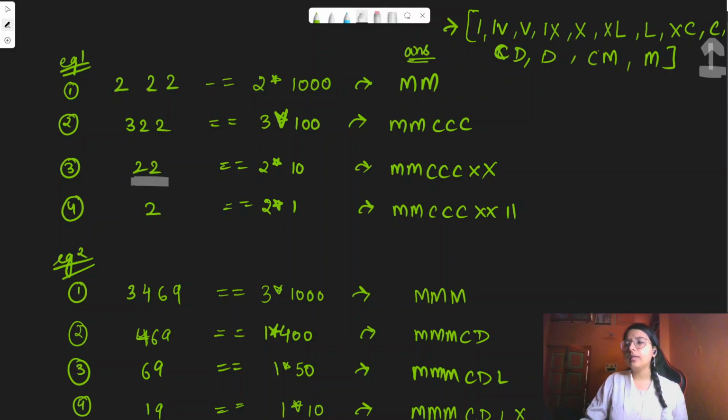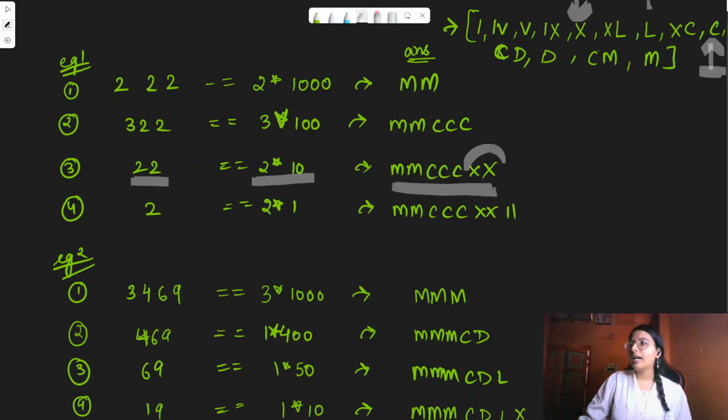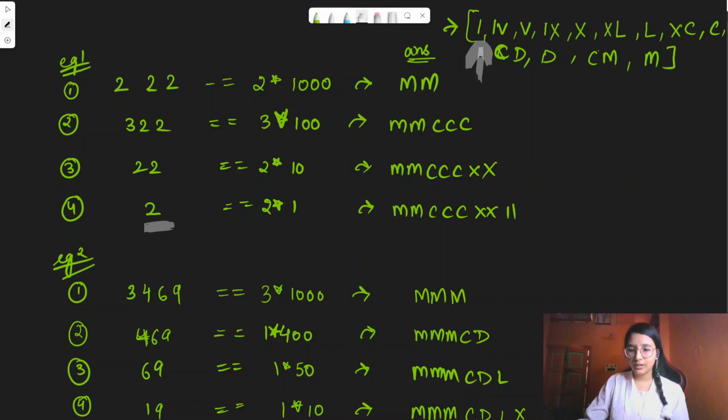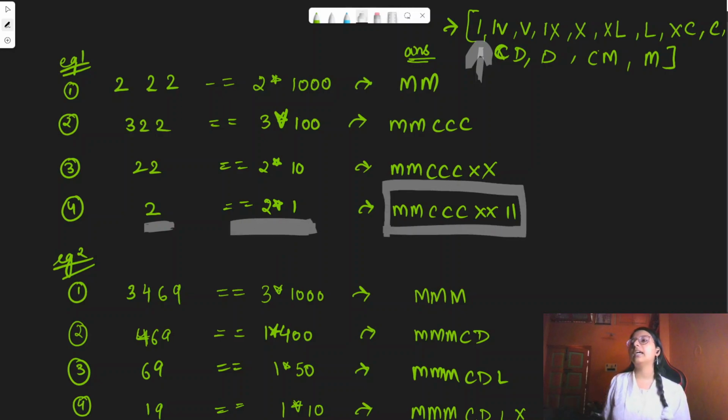For this 22, again we check the highest Roman numeral to which we can map this integer, and we got 10, right? Then we got the count, and after multiplying with the count, we append that to the answer, right? And now comes the last part which is left, that is 2. For this 2, we again check the highest number, that is this I, right? So we multiply by 2, and then at the end, this is how we get our answer.